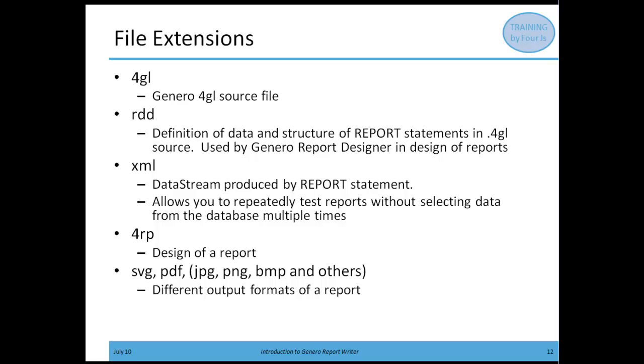And then we have different output formats based upon what you select. So if you're sending it to Report Viewer, it's SVG. If you're sending it to PDF, of course, it's PDF. If you want to send it to an image, you can choose between JPEG, PNG, BMP, and a variety of other image formats. So your different output formats would, of course, have these different file extensions involved.